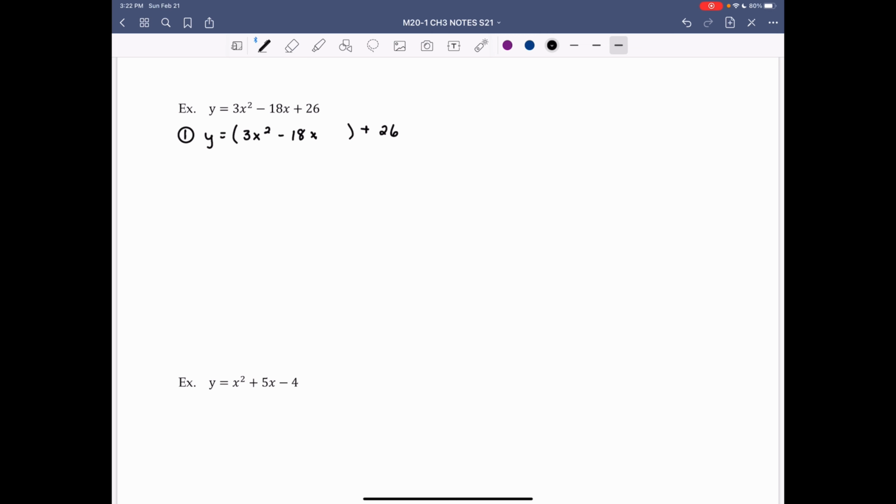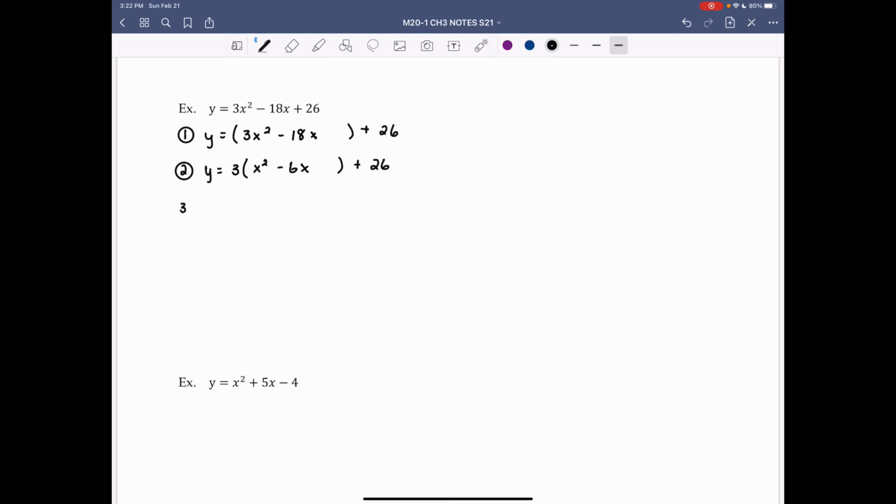Step 2. We do have a number in front of x squared, it's 3, so we need to factor 3 out of both of those terms. Then we get y equals 3 bracket x squared. Negative 18 divided by 3 is negative 6, so negative 6x. Leave a space, close the bracket, plus 26.